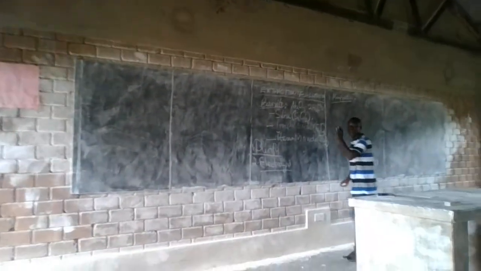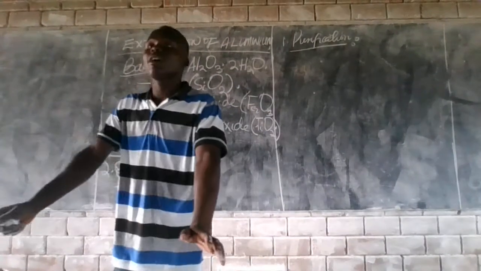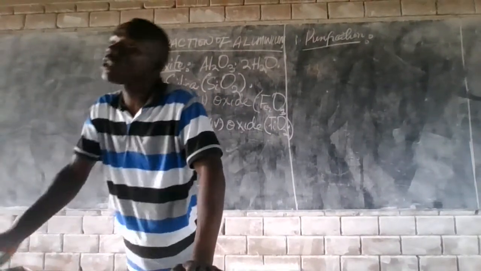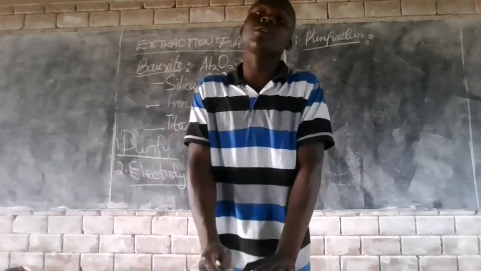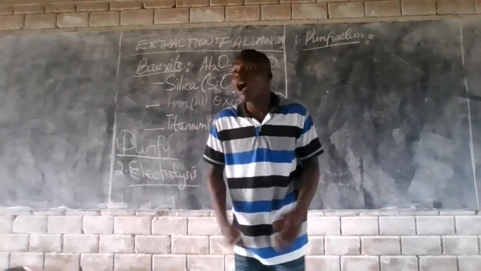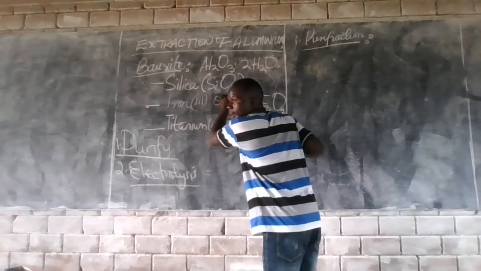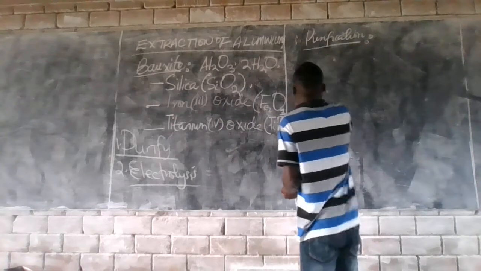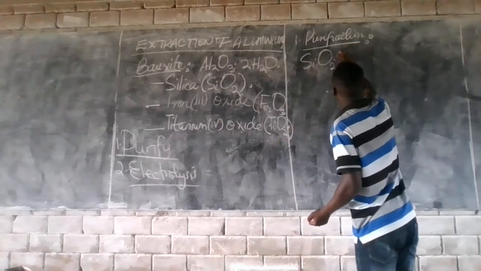So it does not dissolve in concentrated sodium hydroxide. Titanium 4 oxide and iron 3 oxide, these are basic oxides. You cannot dissolve them in a base. Remember, sodium hydroxide is a base. It cannot dissolve basic oxides. For you to dissolve in sodium hydroxide, you must either be acidic or amphoteric. So silicon dioxide being acidic, it is going to dissolve in hot concentrated sodium hydroxide.